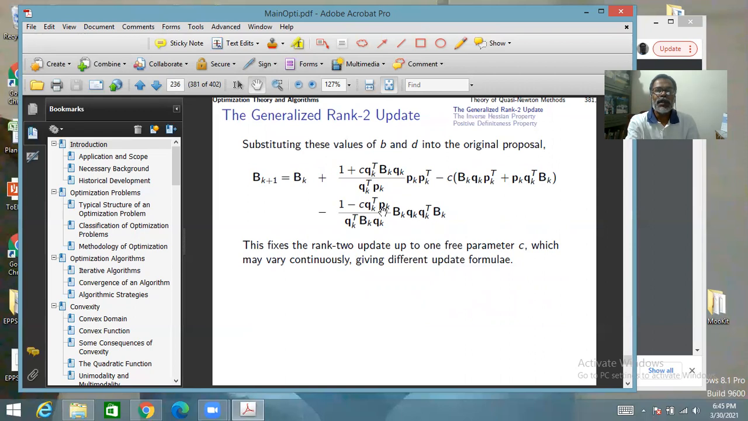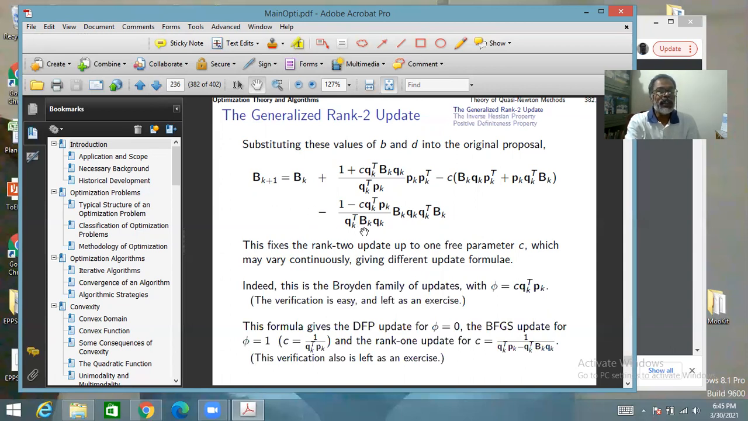So we have fixed the rank 2 update up to one free parameter, which can be varied continuously, 0.1, 0.2, 0.3, 0.4, whatever you want. And we get different update formulas.